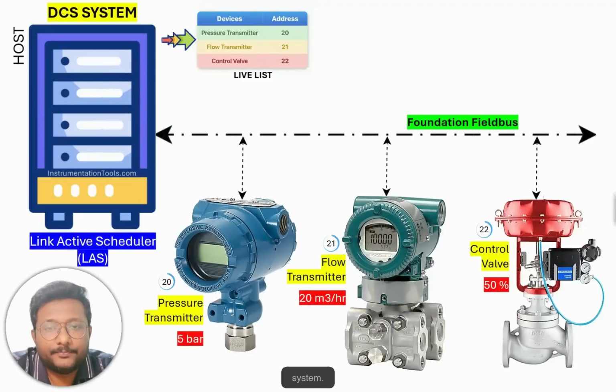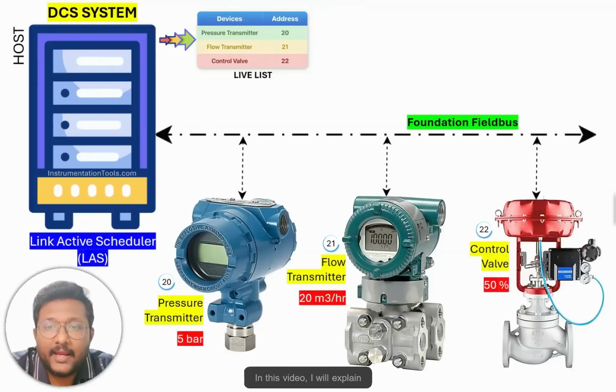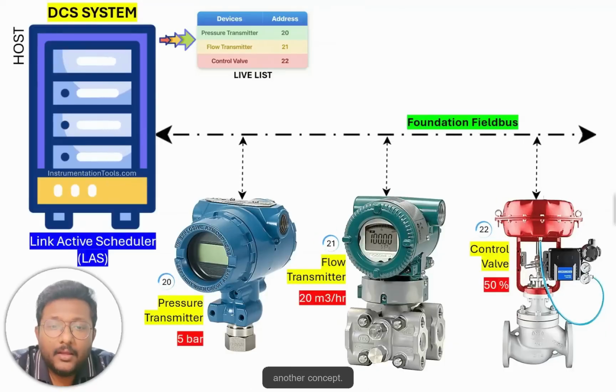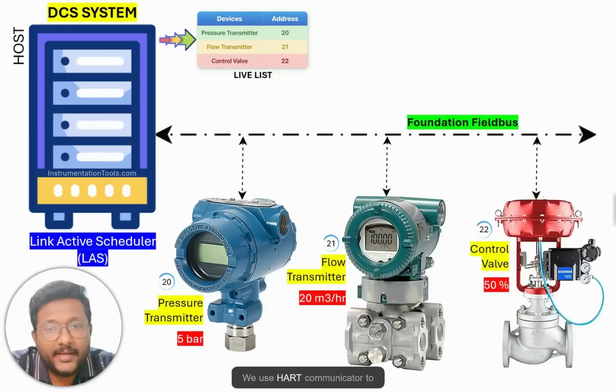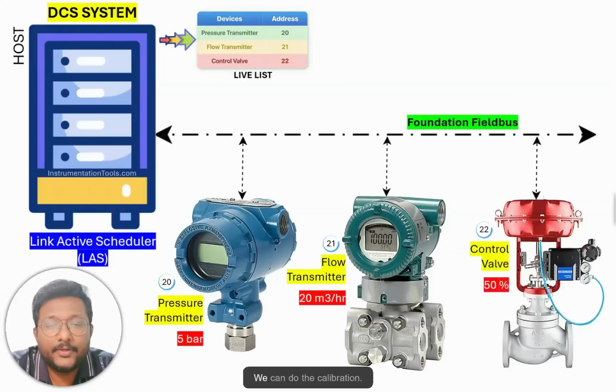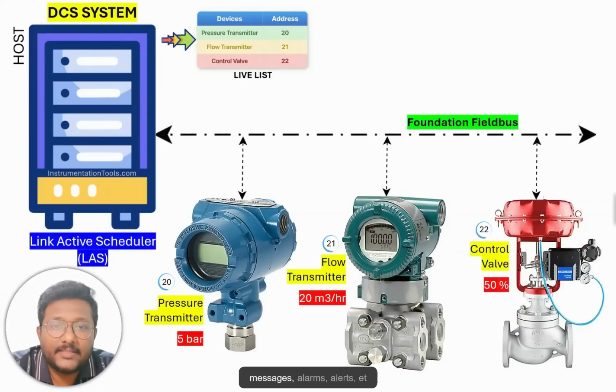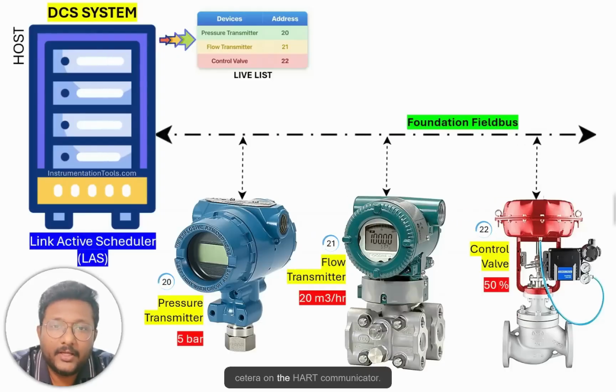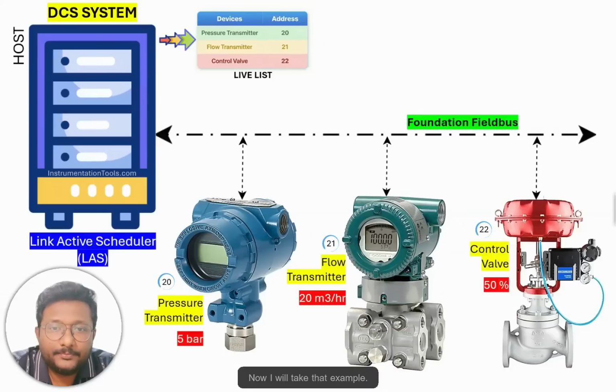In the previous videos, we discussed cyclic communication for data exchange between field devices and the control system. In this video, I will explain another concept. We use the HART communicator to configure our field instruments. We can configure the range, do the calibration, and view the diagnostic messages, alarms, alerts, etc. on the HART communicator.